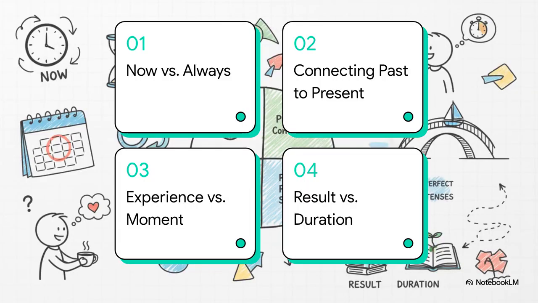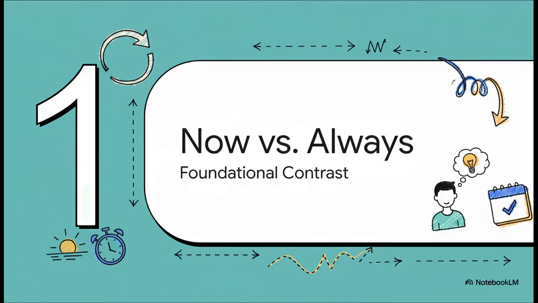We're going to start by comparing now versus always. Then we'll look at how we can connect the past to the present. After that, we'll get into the nitty-gritty of experience versus a specific moment. And finally, we'll wrap up by looking at the difference between focusing on the result of something versus how long it took. Sound good? All right, let's dive in.